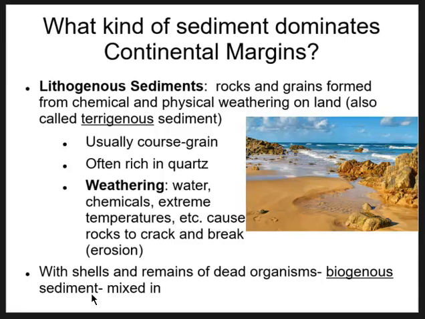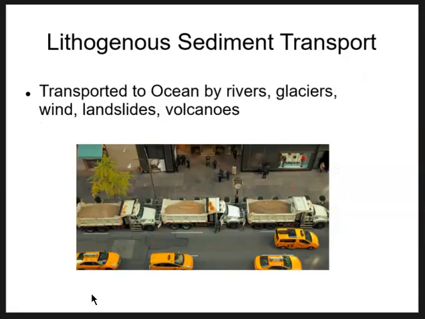So how does lithogenous sediment get into the ocean, right? If the continental margins are dominated by it, which seems very obvious because it's coming from land, we also find lithogenous sediment out in the middle of the ocean, though. So how does it get there? Okay. Lithogenous sediment is transported by rivers, by glaciers, by wind, by landslides, and by volcanoes.